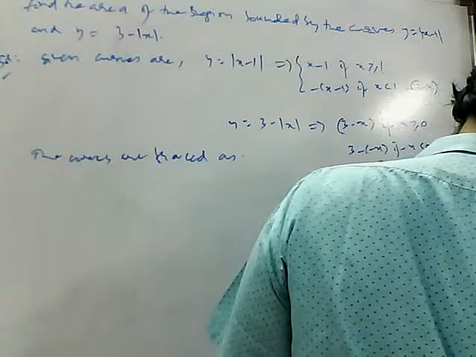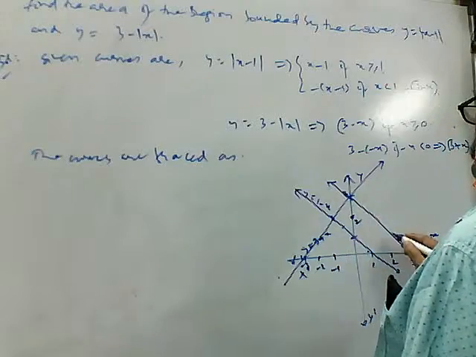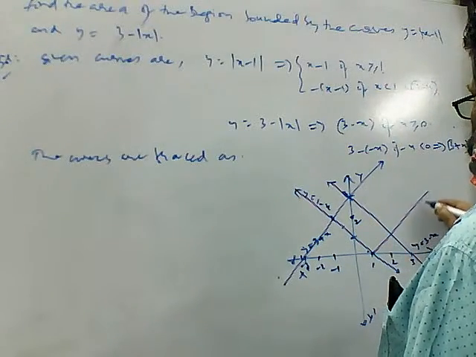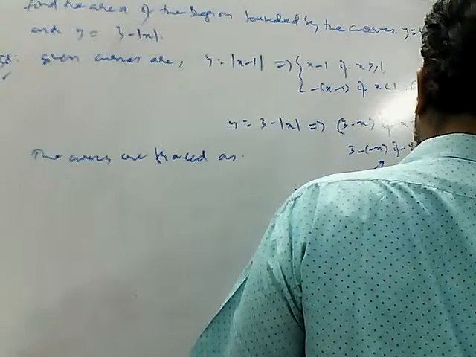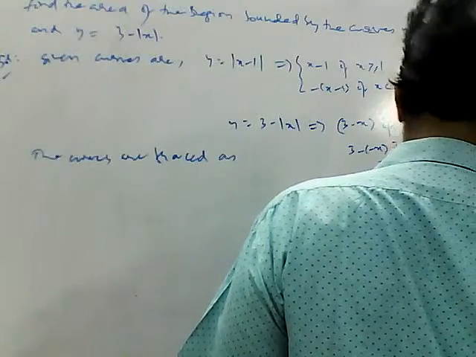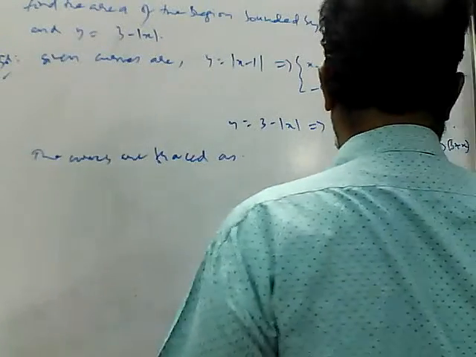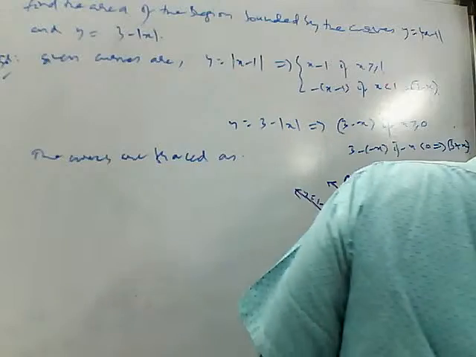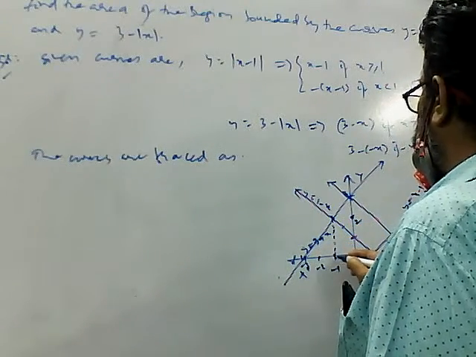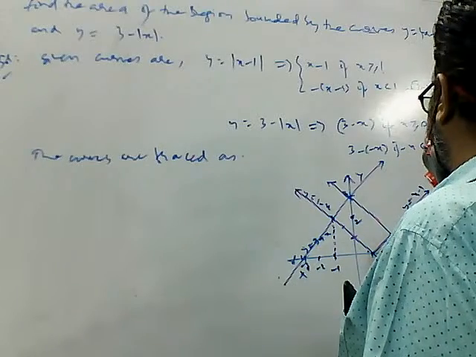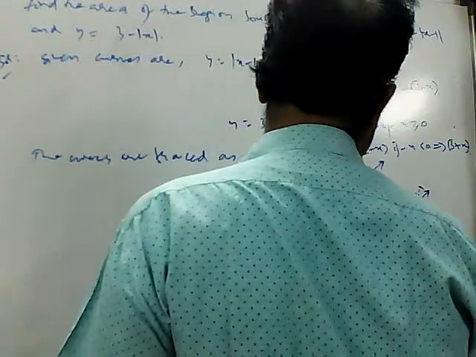Fourth curve, 1 to 2. y is equal to x minus 1. Now what is the boundary region you see here? This is one line, and up here, and this is another line. Therefore, the bounded region is this, right?